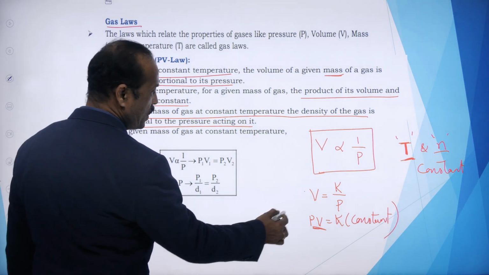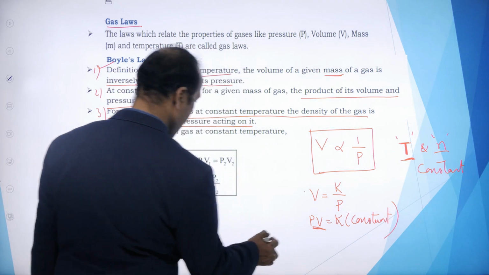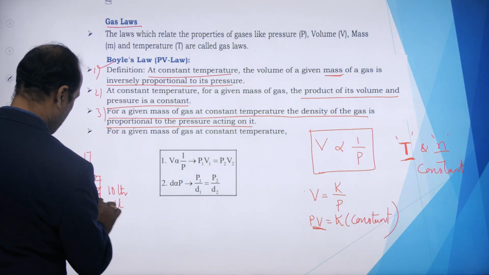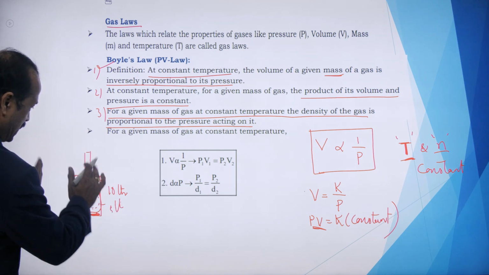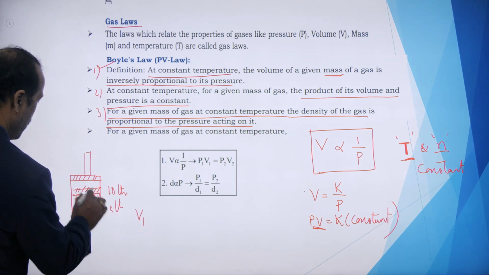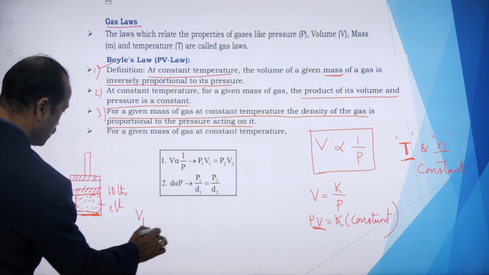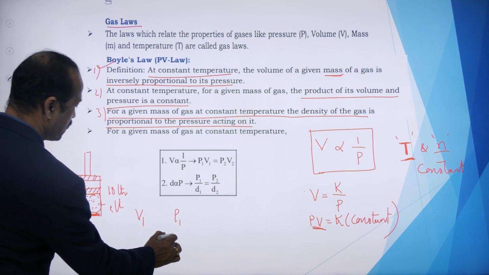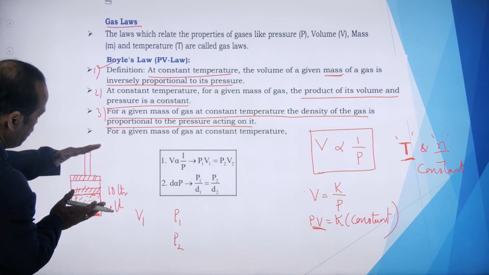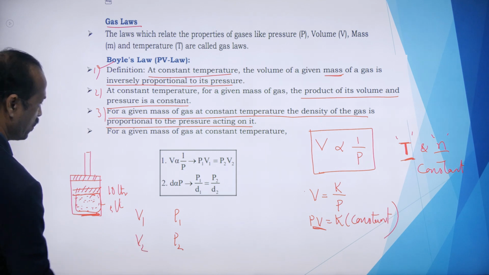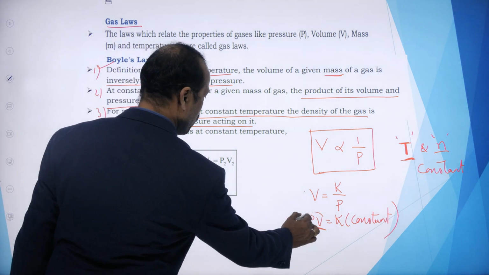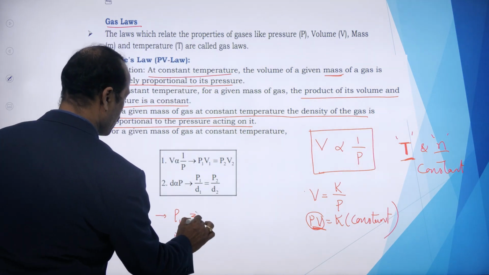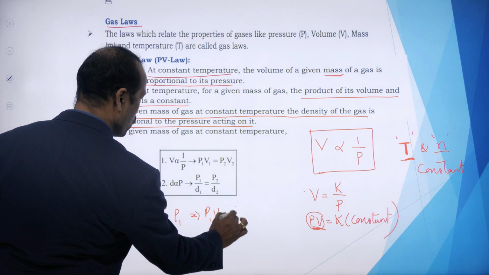See, now here PV is equal to constant. For example, initial volume, first is 10 liters, I said. Initial volume is V1 and initial pressure was P1. Now, second time I applied the pressure, so I changed the pressure from P1 to P2. Then what happens? Volume is reduced, so volume is also changed from V1 to V2. Now PV is equal to constant, so I apply this one. Then it becomes P1 V1 is equal to constant.